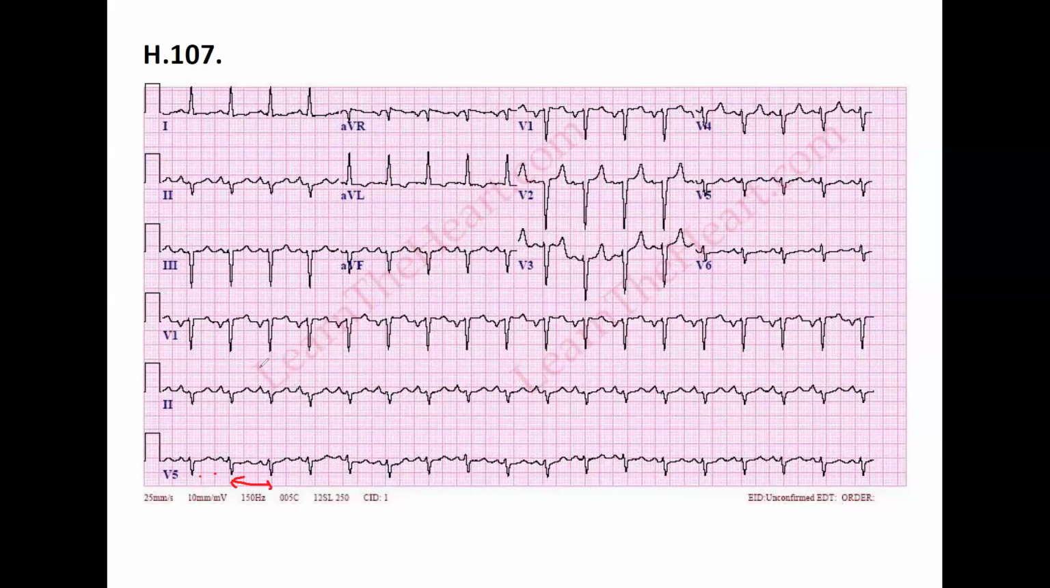P wave, now the P wave comes. It would be sinus rhythm because there are P waves. You do see very nice P waves coming regularly, positive in 2 and negative in AVR, and it's rhythmic. Okay, go on.